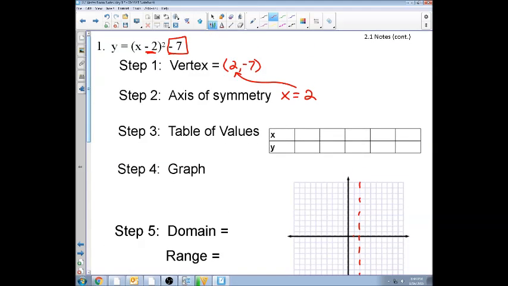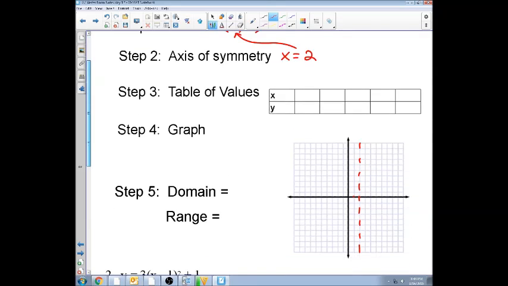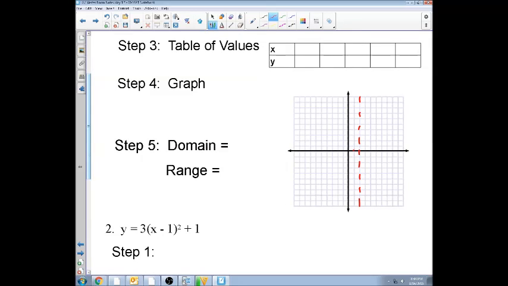So now we have found our vertex. We found our axis of symmetry. The other thing that I want to do, as soon as I find my vertex, is graph that also on my graph. So I would go to x is 2, so there's 1, 2. Go down to y is 7, so 1, 2, 3, 4, 5, 6, and 7. And I'm going to make a large point there.